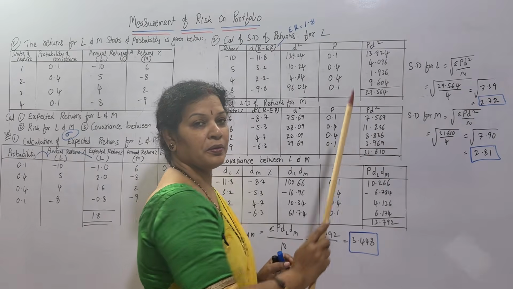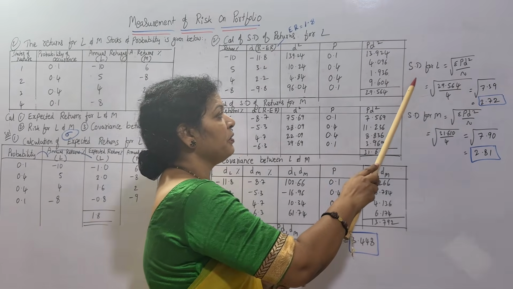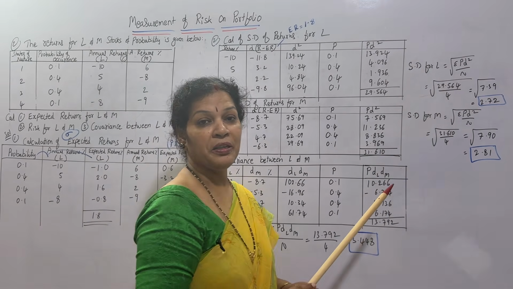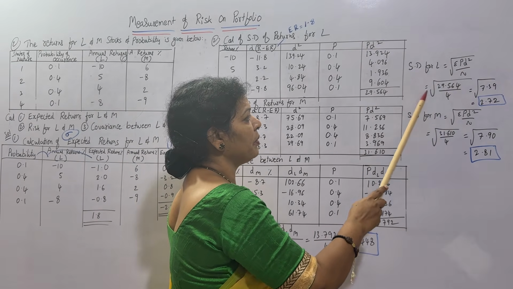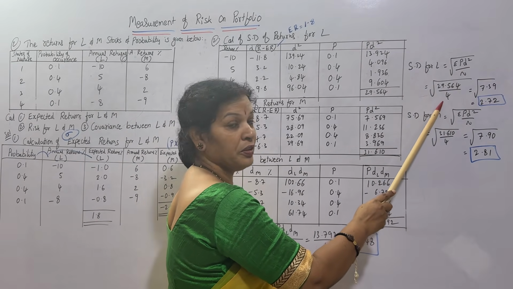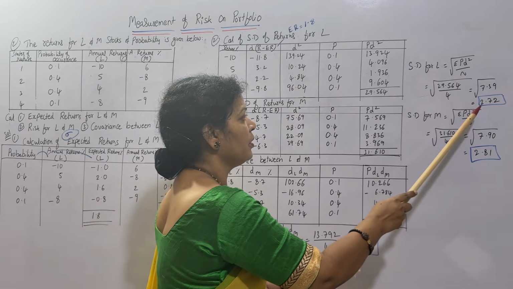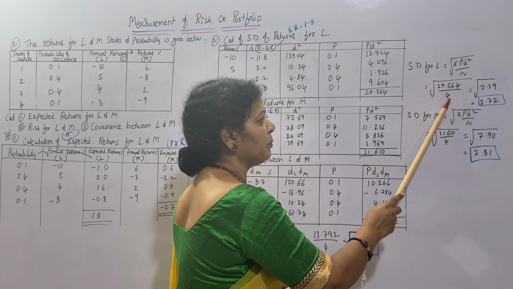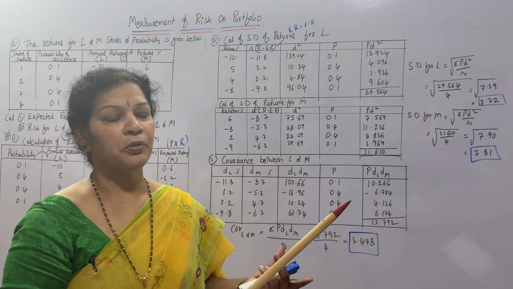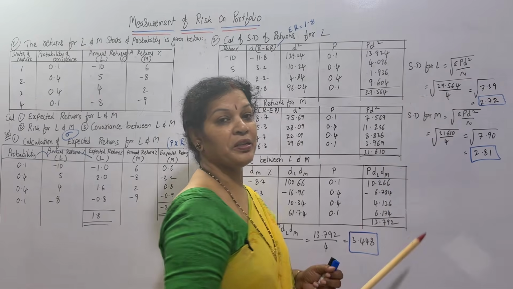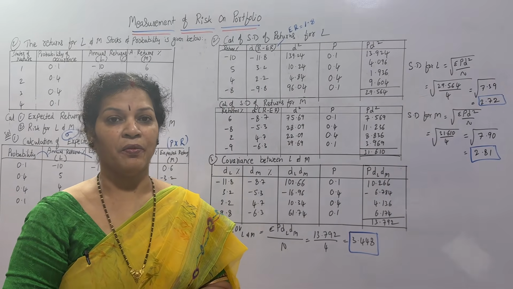Once you get that, write it in the formula. Standard deviation for L is equal to root of sigma PD square by N. PD square we got 29.564 divided by N. N is the number of observations, 4. So you got 7.39, root of 7.39. If you remove the root, you are getting the answer 2.72 standard deviation for L.